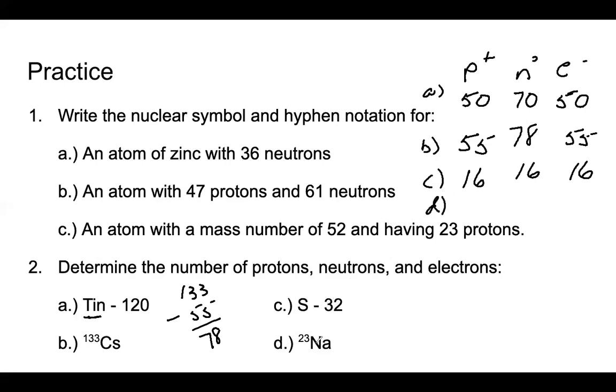And then for D, 23 Na, and Na is sodium. Sodium is element number 11, so we have 11 protons in the nucleus, and then 11 electrons surrounding the nucleus for neutral sodium. And then for our neutrons, 23 minus 11. So we get 12. And that's it. So that is how we write symbols and figure out particles for isotopes.